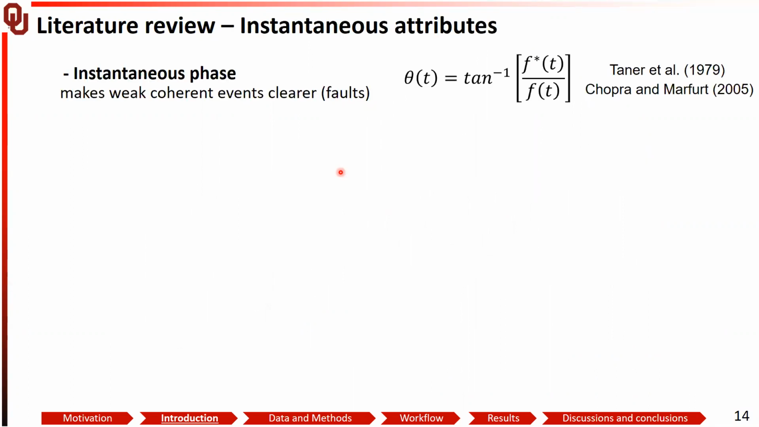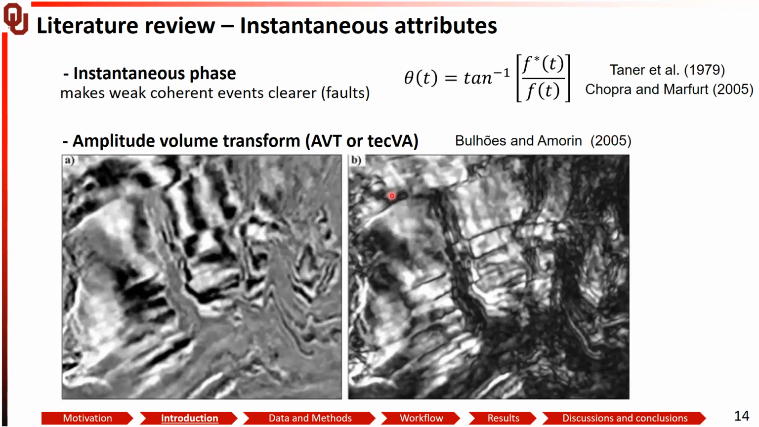And looking in more detail at the instantaneous attributes, I will show two examples that can be applied to identify change in the lateral continuation of the reflectors. The instantaneous phase is one of them, defined by this relation of the imaginary and real parts. And also we have the amplitude volume transform, another example of attribute. And as you can see with this figure from Bulhões and Amorim, we have the original seismic data in a time slice. And here we can see these discontinuities more easily.